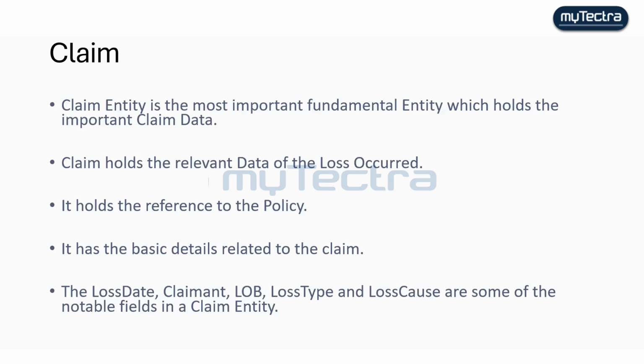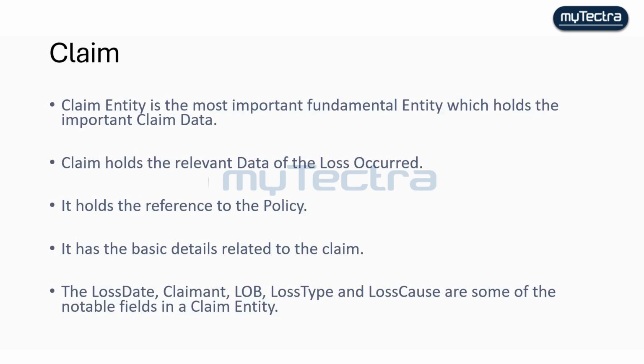That is the important thing, because from the policy we have the claim. So from the claim.policy you can access all the policy related data also. It holds the basic details related to the claim. Loss date is one of the main things. Loss date, claimant, LOB loss type.